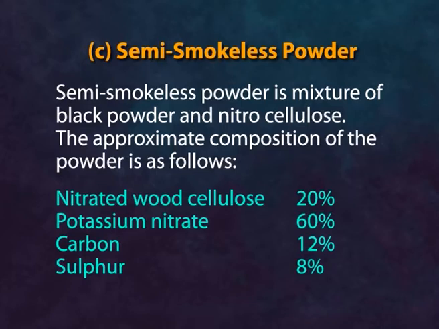Semi-smokeless powder is a mixture of black powder and nitrocellulose. The approximate composition of the powder is nitrated wood cellulose 20%, potassium nitrate 60%, carbon 12%, sulfur 8%. The powder produces less smoke than gunpowder, but the mixing process is quite dangerous. This aspect has prevented its extensive production and use.